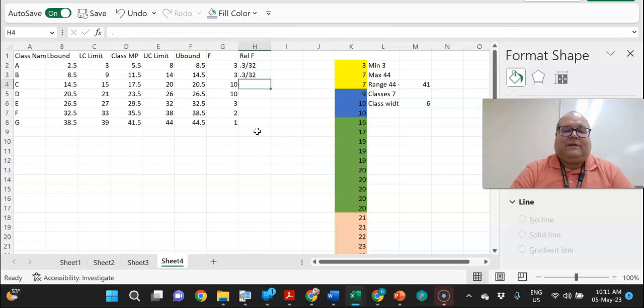I unfortunately need to use the decimal, but let me try something different. 10 out of 32, 10 out of 32, 3 of 32, 2 of 32, and 1 of 32.